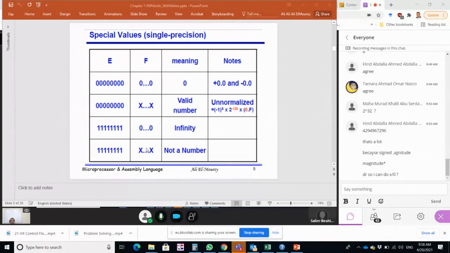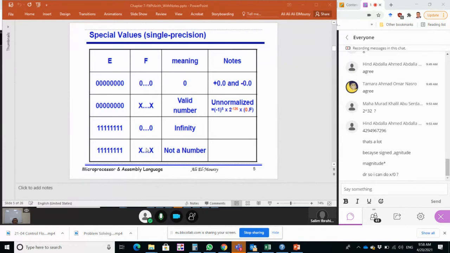Yes, you can do x over 0, okay? When you do x over 0, this is infinity, right? Or an invalid number, usually we say invalid number or infinity. Yes, that's actually possible in floating point. I have a representation for infinity, for sure.